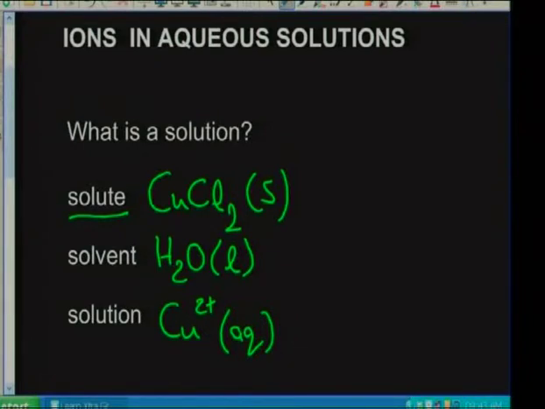AQ stands for aqueous. And I'm going to say not only have I got copper 2+ ions, I've got 2 lots, twice as many chloride ions, Cl-, and they are also surrounded by water. So this idea of them being surrounded by water comes about because we have to get a picture of what's happening in the dissolving process when a solute dissolves in a solvent to form a solution. That process is called dissolution or dissolving, but what's happening on a microscopic level, submicroscopic level even.